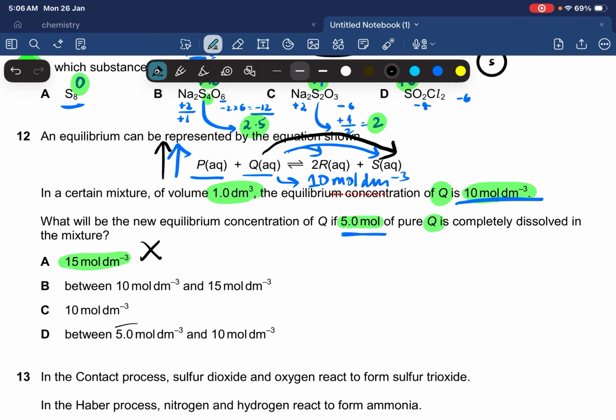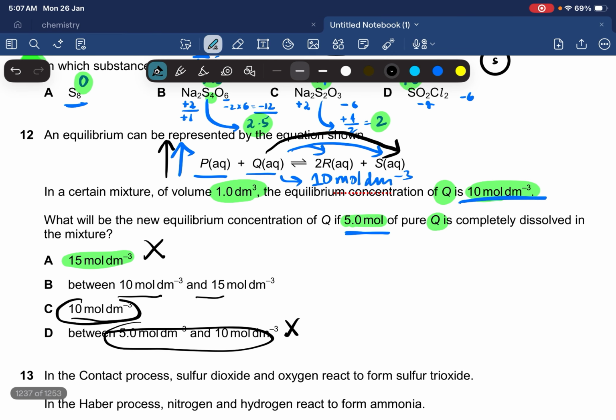It cannot be between 5 and 10. Why would it drop below the original one? No. So now there are two options, between 10 and 15 and 10 mole per dm cube. Now you got to realize one thing. Equilibrium is slowly trying to decrease it. So it cannot reach exactly back to 10. So it's going to be somewhere between 10 and 15, right?